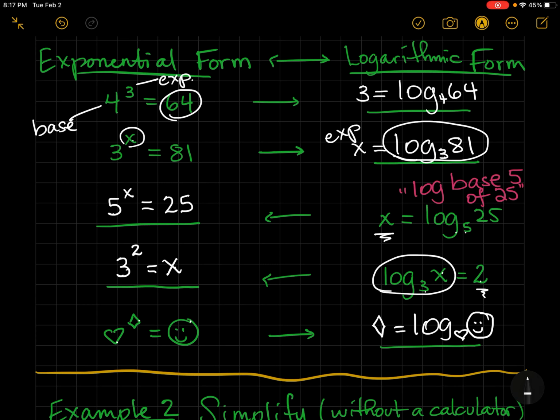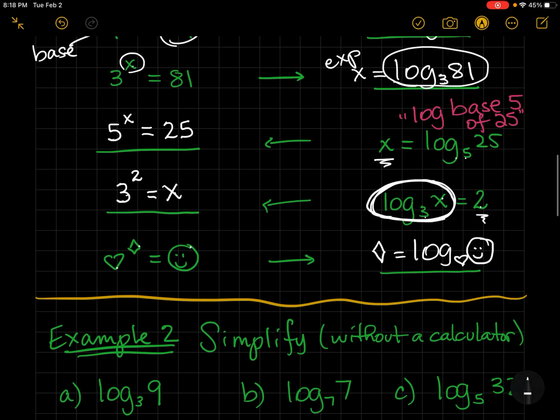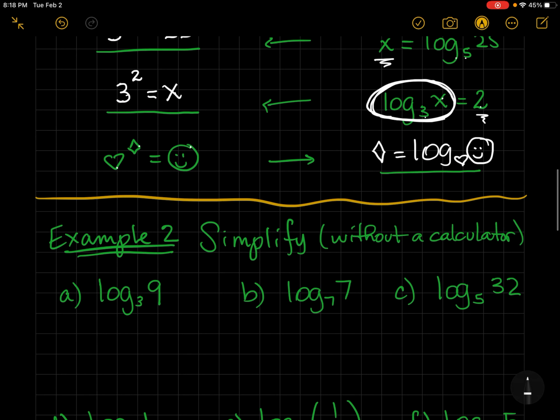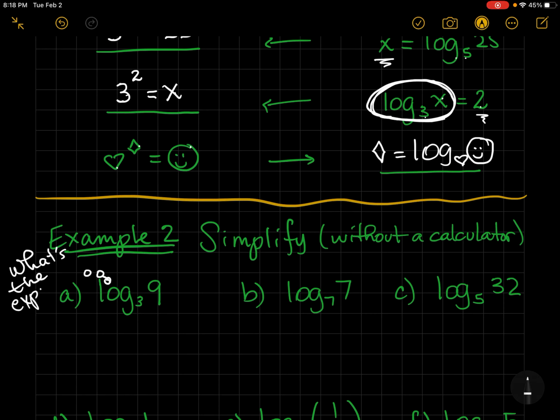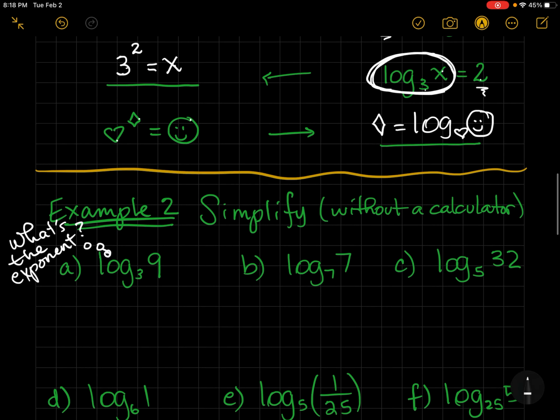Okay, so here's the big picture that I want you to see. The log equals the exponent. Or you could even say the log is asking you a question. And the question is, let me do the little thinking bubbles, what's the exponent? That's what the log is asking. I wrote the wrong thing. It's asking, what's the exponent? Can you hear the log talking to you?